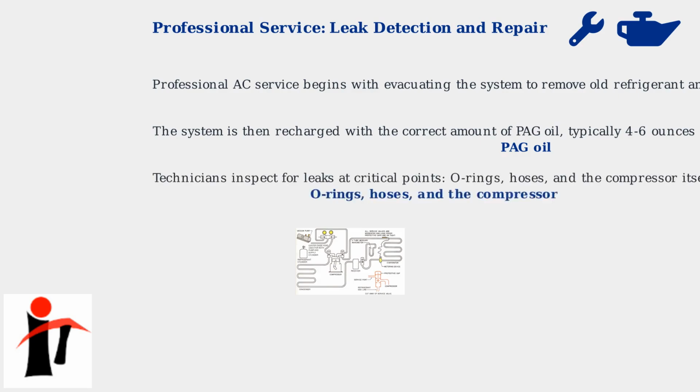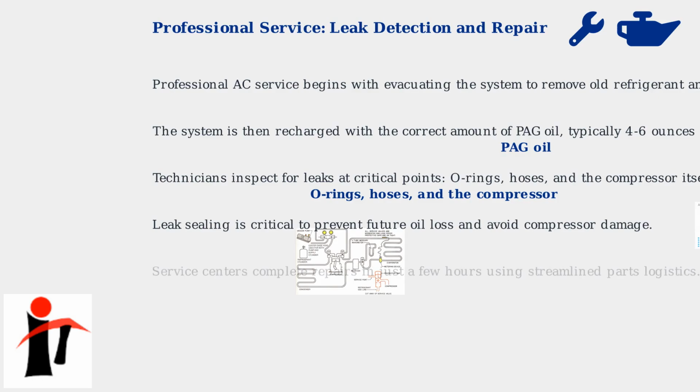Technicians conduct thorough inspections for leaks at key components, O-rings, hoses, and the compressor itself. Leak sealing is absolutely critical. It prevents future oil loss and protects the compressor from damage that could lead to costly repairs. Thanks to streamlined parts logistics, Tesla service centers can complete these repairs in just a few hours, getting your AC system back to optimal performance quickly.